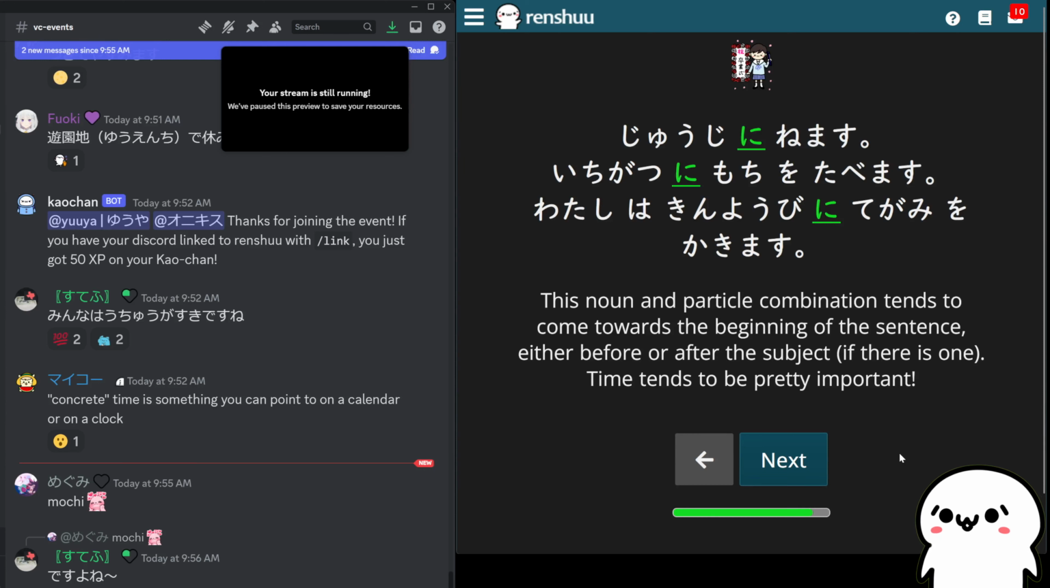And it's worth noting that because, before we said, what do you put first, what do you put second, and the more important thing tends to come first, typically time is pretty important. If you're taking the time to talk about time, you're mentioning it because it's important. And so time usually comes at the beginning or near the beginning. What it says here on Renshu is it comes at the very beginning of the sentence or just after the subject.